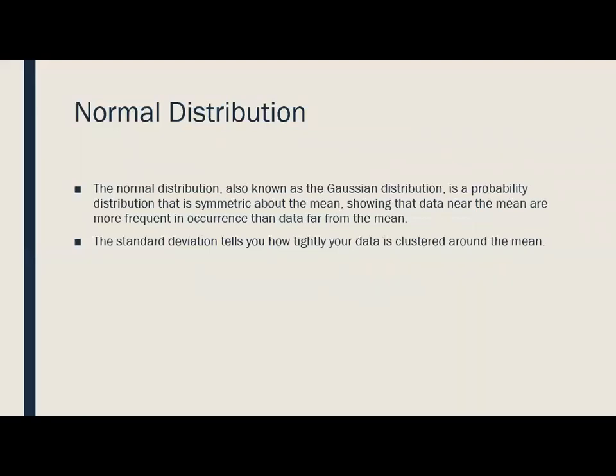First we will see the definition of normal distribution. The normal distribution, also known as the Gaussian distribution, is a probability distribution that is symmetric about the mean, showing that data near the mean are more frequent in occurrence than data far from the mean. When considering the normal distribution, we will focus on two main points: one is the mean, another one is the standard deviation. We saw what mean and standard deviation are in the last videos. Once again, standard deviation tells you how tightly your data is clustered around the mean.